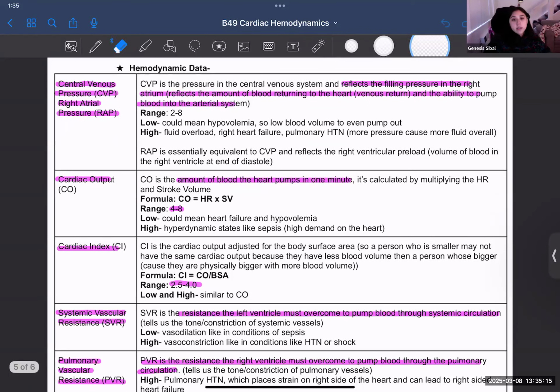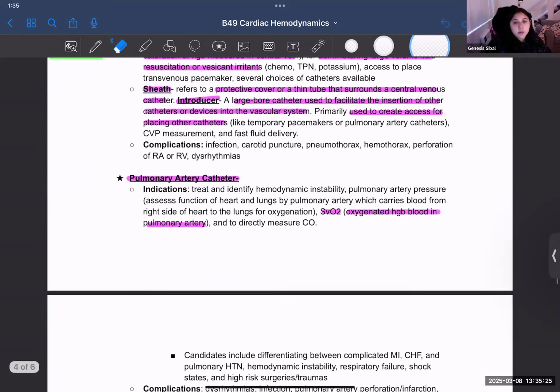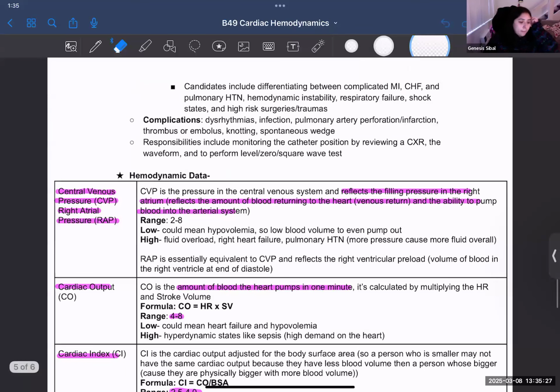So now going into hemodynamic data. Central venous pressure and right atrial pressure are the same exact thing. There's no difference there. The reason I didn't want to talk about CVP earlier is because we're going to be talking about it in a second. Basically, it reflects the filling pressure in the right atrium, and that reflects the amount of blood returning to the heart, which is the venous return. So that's why venous return basically is CVP or RAP. And it's talking about the ability to pump blood into the arterial system.